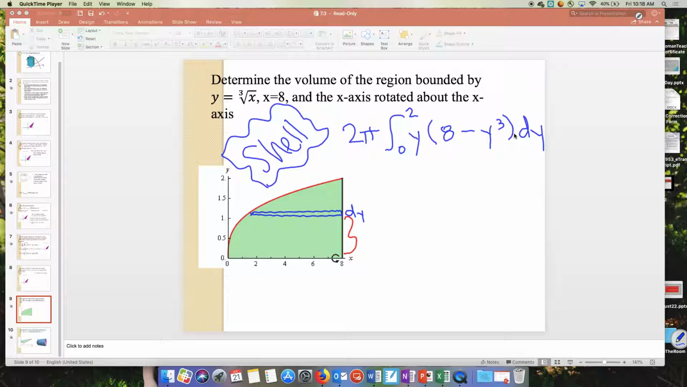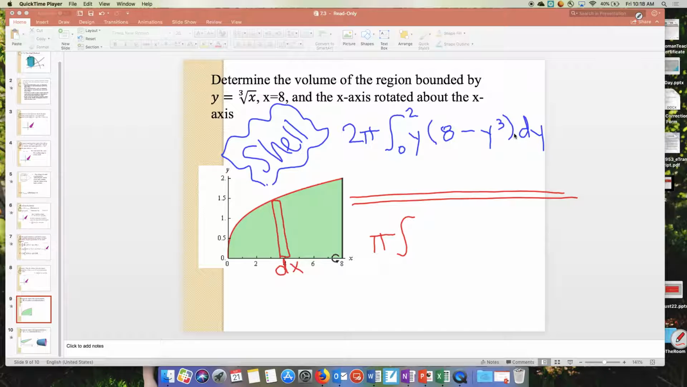Okay. Now, some of you are asking, can't we just use a disc? Yes. Okay. A disc, we would have a perpendicular rectangle to twist around to create those discs. And in this case, we would have pi r squared h.